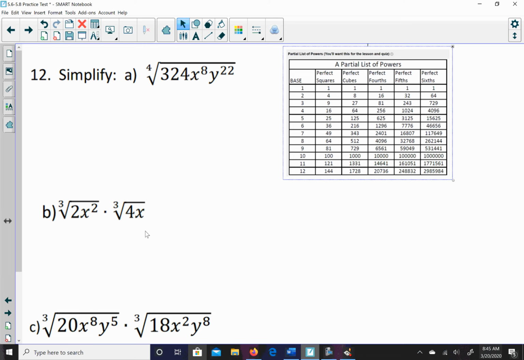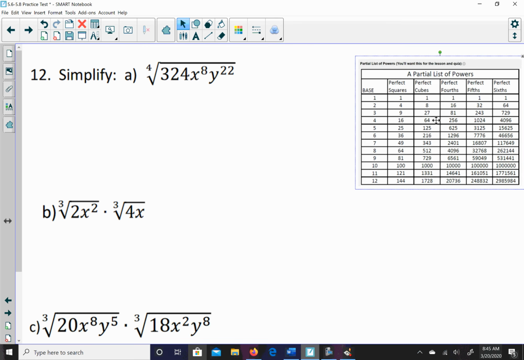Now they want me to simplify. Again, I have my handy power chart here with me. You technically should think of this as separating into 4 separate problems. You're going to take the 4th root of 324, the 4th root of x to the 8th, and then the 4th root of y to the 22nd. Or I guess I could have done this too. These mean the same thing.